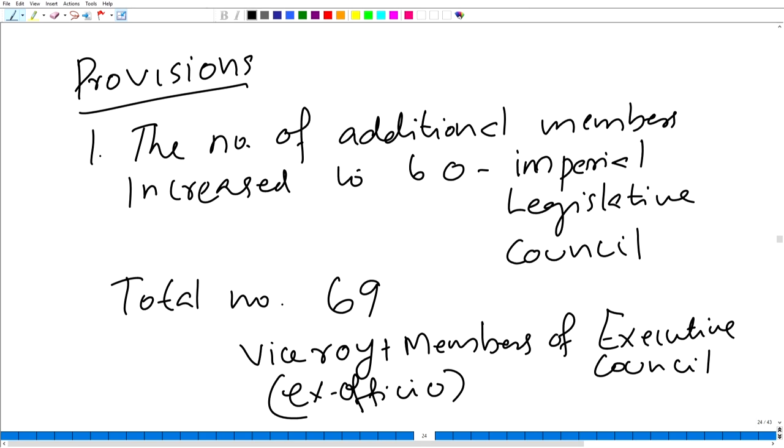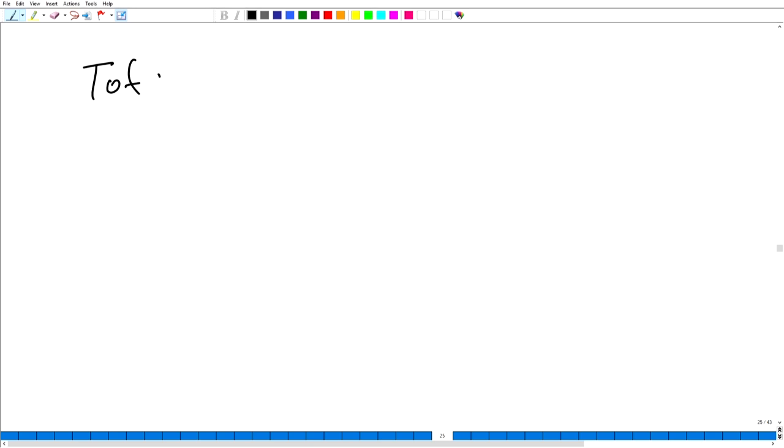The first provision was that the number of additional members in the Imperial Legislative Council was raised to 60. With this, the total number of members was raised to 69. The 9 members were the Viceroy and the members of the Viceroy's Executive Council. They were the ex officio members of the Imperial Legislative Council. The total number of additional members was 60.